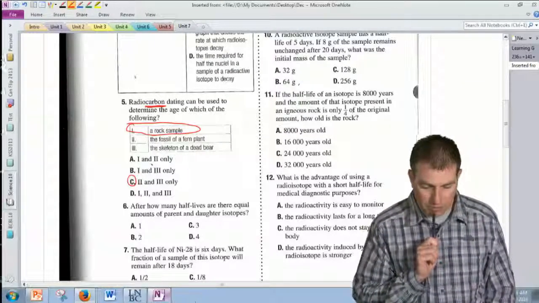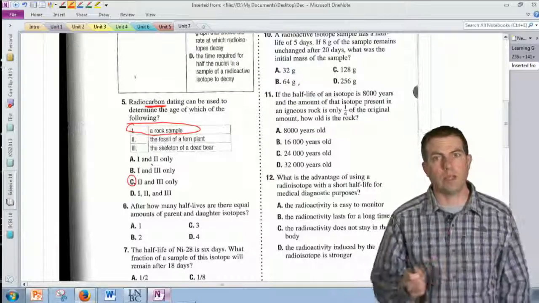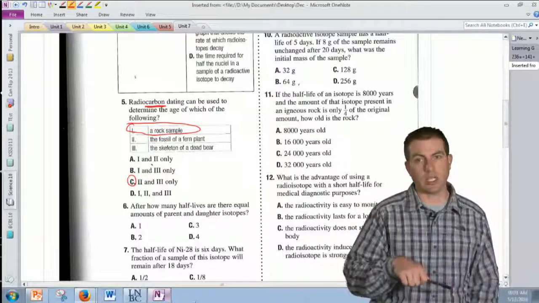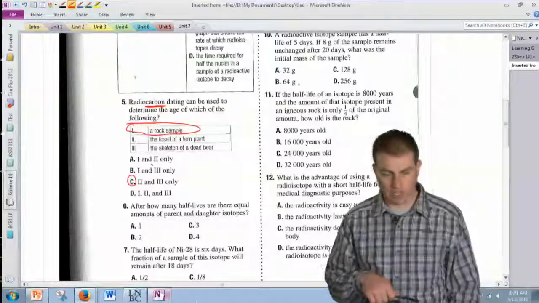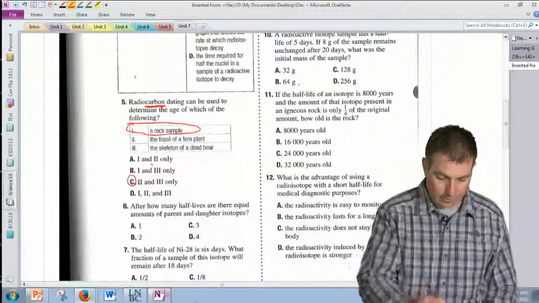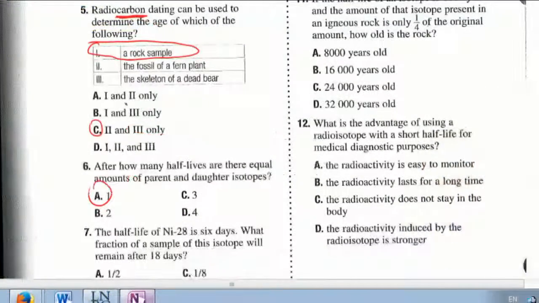Number 6, after how many half-lives are there equal amounts of parent and daughter isotope? So parent is what you're starting with. Daughter is what you're changing into. You guys decided on A for 1 half-life. And that's right, yeah, for sure. So if we drew a graph, our parent would go down like this, and our daughter would be the inverse of that. And where they crossed, right here, would be at 1 half-life. So that's great.